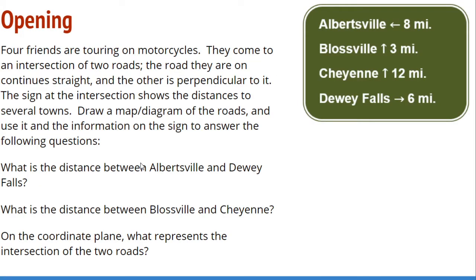Four friends are touring on motorcycles. They come to an intersection of two roads. The road they are on continues straight and the other is perpendicular to it. The sign at the intersection shows the distances to several towns. Draw a map or diagram of the roads and use it and the information on the sign to answer the following questions. What is the distance between Albertsville and Dewey Falls? What is the distance between Blossville and Cheyenne? On the coordinate plane, what represents the intersection of the two roads?